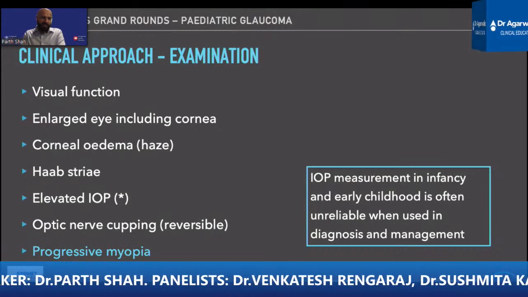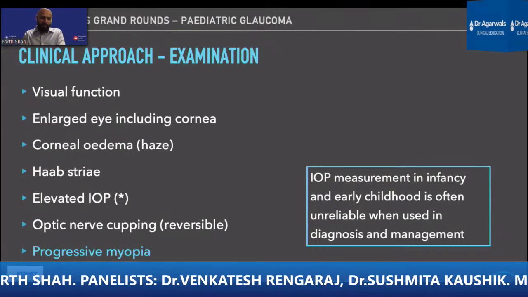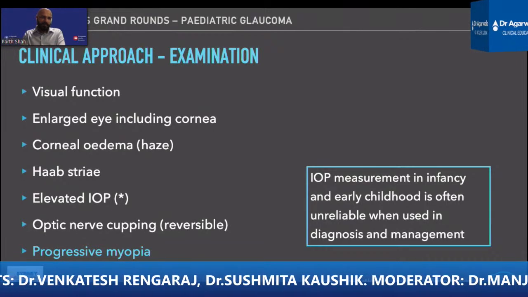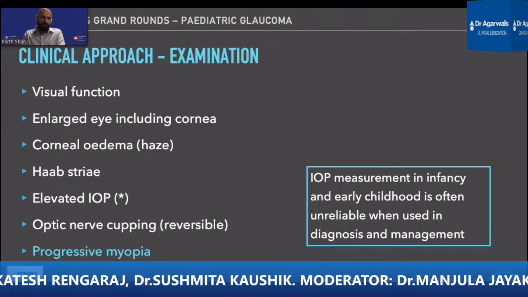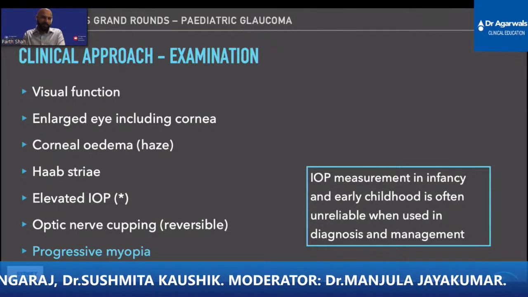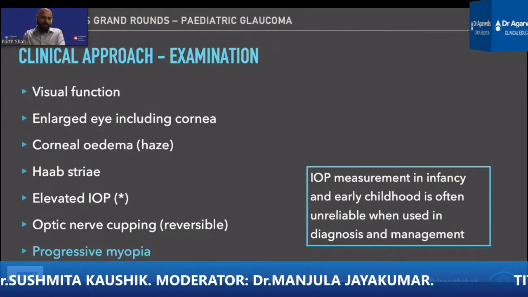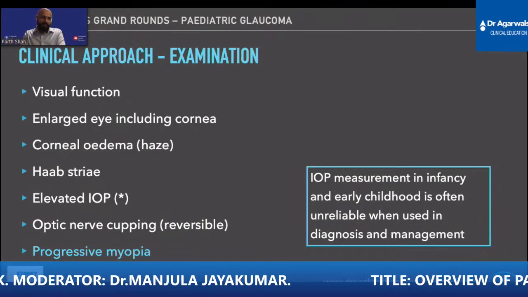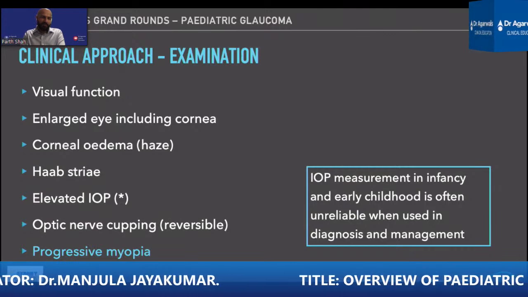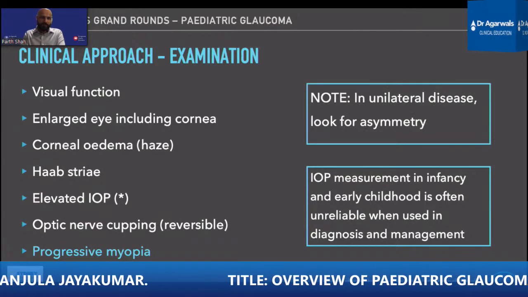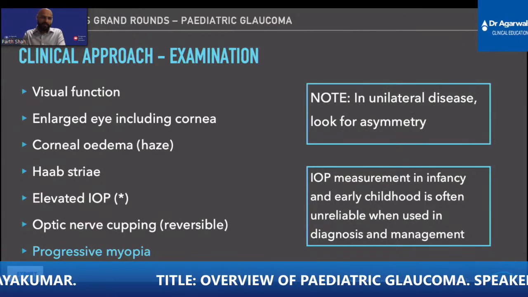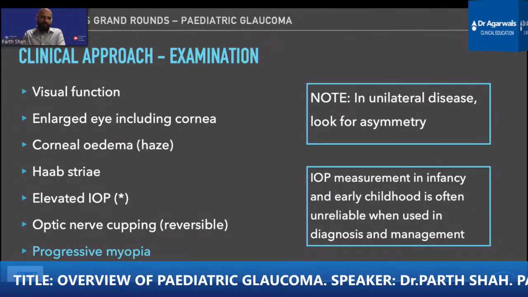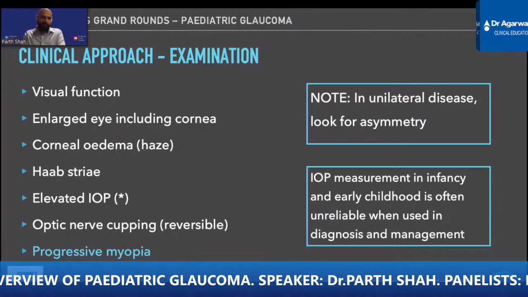One sign on the examination that can be helpful as a clue towards glaucoma is progressive myopia. I mean, we're seeing a lot of myopia around the world and much more so than we did 1 or 2 decades ago. But progressive and pathological myopia in a young infant should always raise alarm bells for possible glaucoma. And in cases where unilateral disease is possible, looking for asymmetry between the two eyes can be one of the most helpful clues.